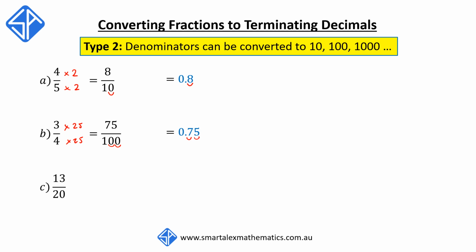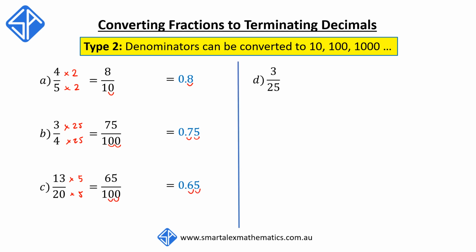Next, we have 13 over 20. This time we can multiply the top and the bottom by 5. This converts it to 65 over 100, which is equivalent to 0.65 as a decimal. 2 zeros, 2 decimal places. Our next example is 3 over 25. Again, we can multiply the top and the bottom by 4. This converts it to 12 over 100, and as a decimal, this is 0.12. 2 zeros, 2 decimal places.